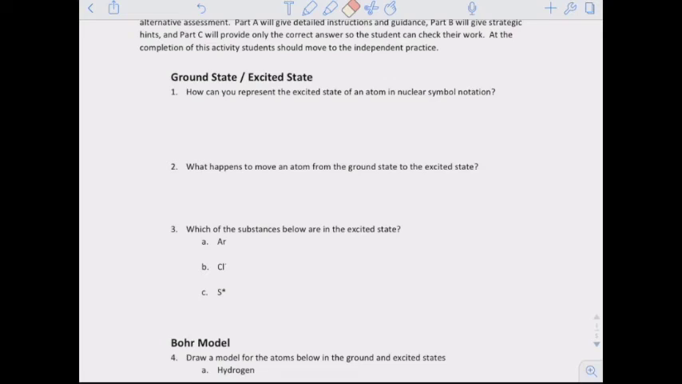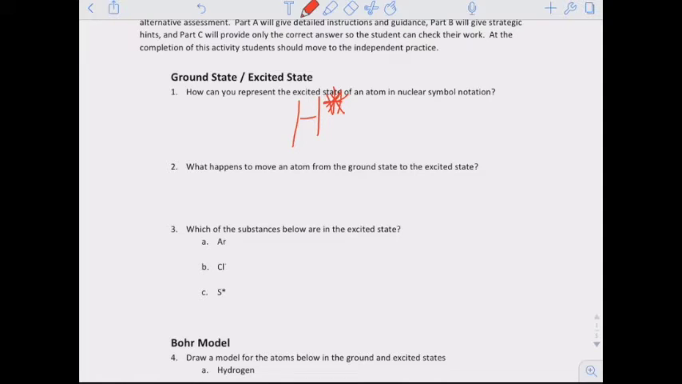Let's go ahead and start talking about the ground state and the excited state. It says, how can you represent an excited state atom in nuclear symbol notation? Let's just take hydrogen, for instance. To represent an excited state, we can just draw a star beside it, or my representation of what a star looks like.